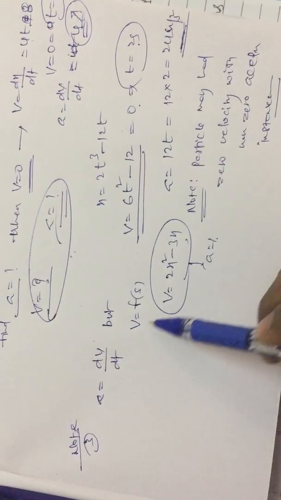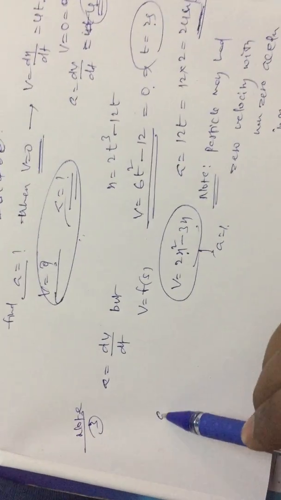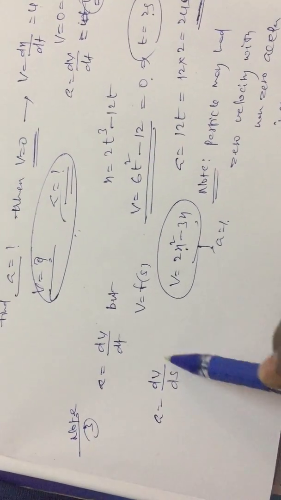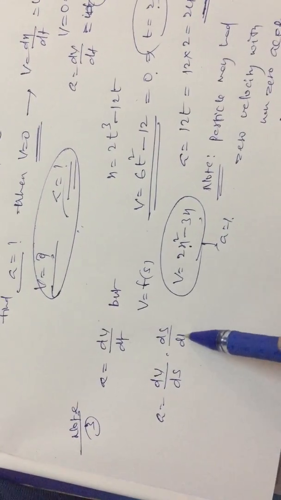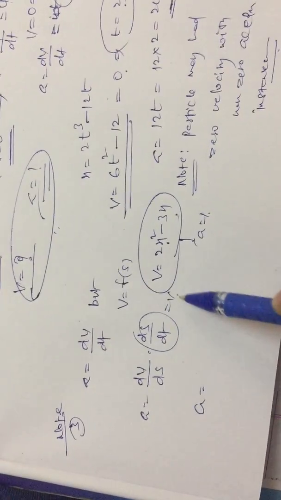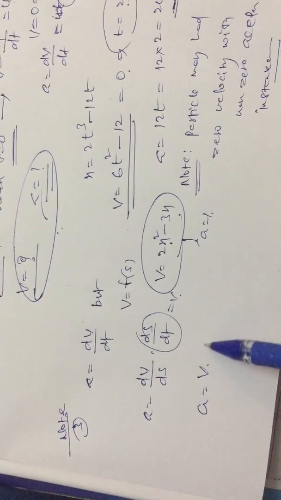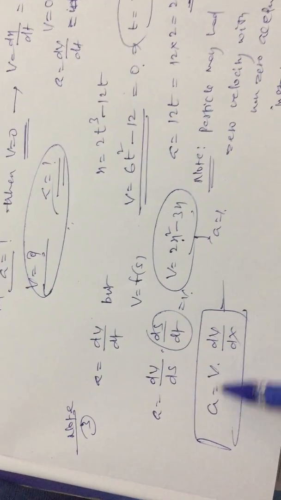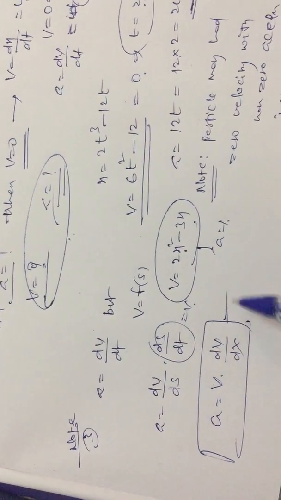If velocity is a function of displacement, then a equals dv by dt, which we can write as dv by ds into ds by dt. Then ds by dt is what we call velocity, so a equals v into dv by dx. This is the way you can calculate the acceleration when the velocity of the body is a function of displacement. And here is another important case: we all know very well about the equations of motion.